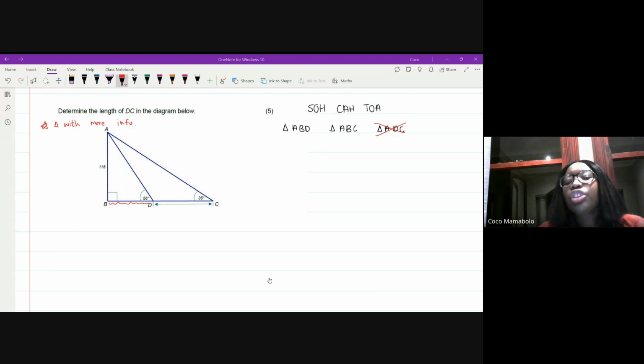So Abu says, we're going to calculate for BD. And then when we're done calculating for BD, we're going to calculate for BC. And then once we've calculated for BC, we can take BC minus BD, and that will give us the length of DC. Lovely.